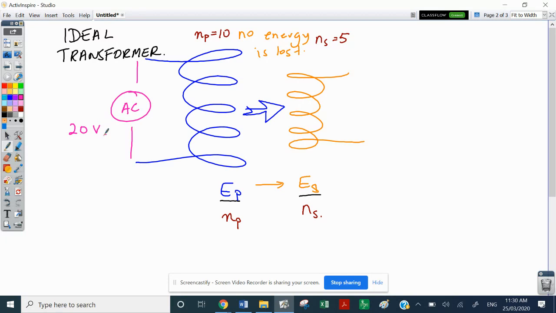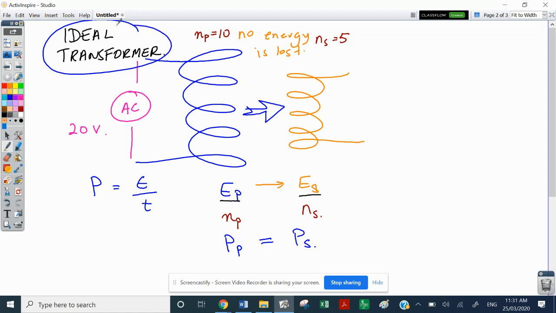Now, if all the energy from the primary coil is transferred to the secondary coil, that means the power in the primary coil must equal the power in the secondary coil. Now, why is that the case? Well, power, as you know, is energy divided by time. It's measured in watts or joules per second, and therefore, if the time unit on both sides of the primary and the secondary coil is the same, say for instance per 1 second, then the primary and the secondary powers must be the same. That is, once again, if no energy is lost.